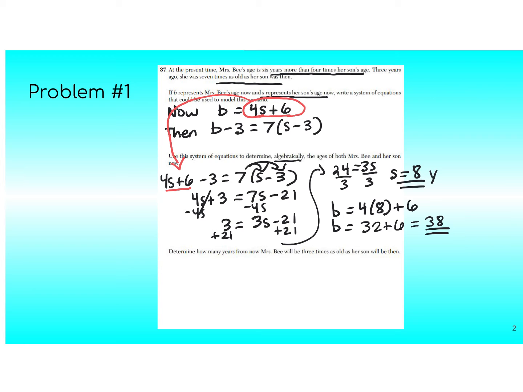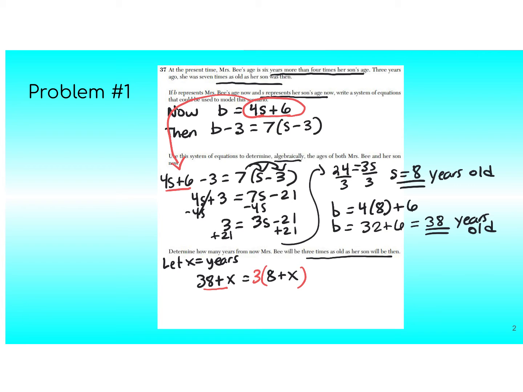So son is 8 years old. She is 38 years old. And it says, how many years from now will she be 3 times as old as her son will be then? So for this, we want to say let x equal the number of years, because that's what we're looking for. So let x equal years. You could say y. And in a certain number of years, she's going to be 38 plus however many years have passed. And her son will also be 8 plus however many years have passed. But we want her 38 plus x to be 3 times however old he is.